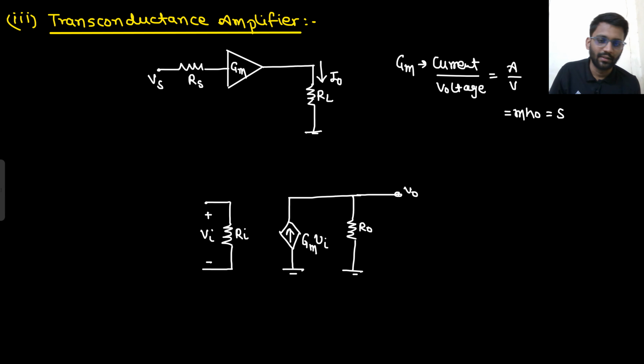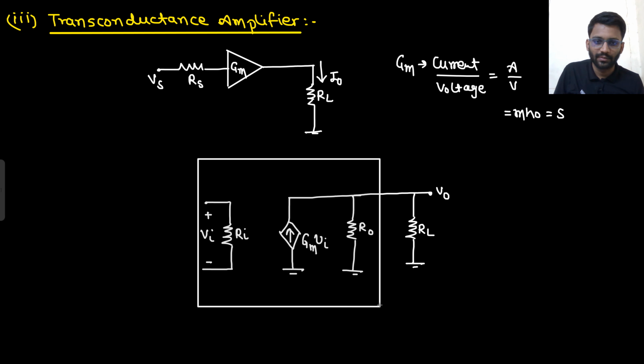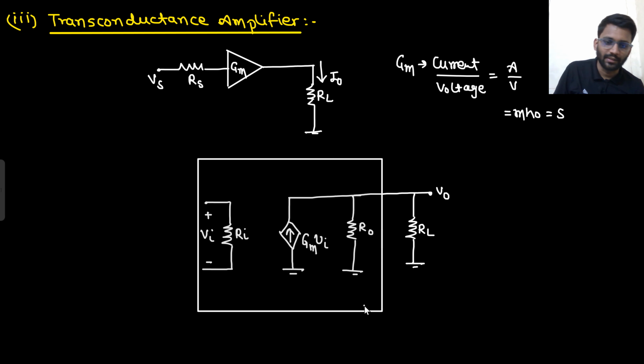Well and good. This is your R naught, right? So this much of the portion is your transconductance amplifier.